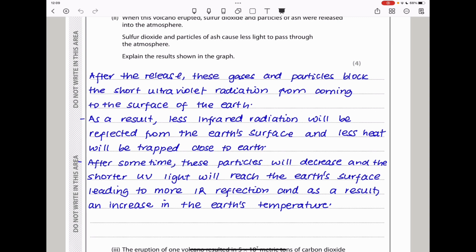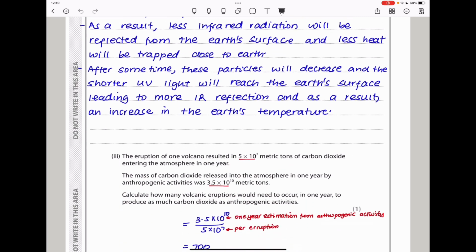And after some time, these particles will decrease. So basically, these 2 points here are talking about why there is going to be a decrease in temperature. And then these other parts are talking about why after some time the temperature is going to increase. It is because after some time, these particles will decrease in the atmosphere, and then the shorter UV light will reach the surface of the earth, leading to more infrared radiation being reflected, and as a result, more heat is going to be trapped in the atmosphere, leading to an increase in the temperatures of the earth.